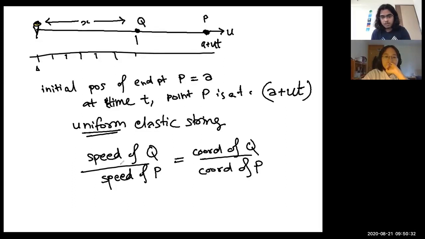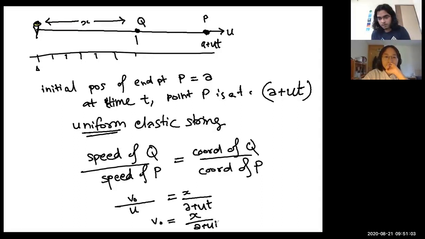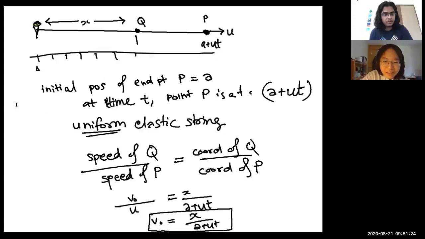And so you're just supposed to find this. So let's say the variable is v, and speed of p is u, as we know, it's constant. This is equal to coordinate of q at time t, which is given to be x, and coordinate of p, as we found out, is a plus ut. So now let's call this V naught. V naught is xu upon a plus ut. And this is the solution to the first part. The key factor you had to remember was the fact that the string is uniform, and so the speed at which every point moves is proportional to the lengths. I think there's a lack of u because it is xu over a plus ut. Yeah, sorry, xu over a plus ut. Thank you.